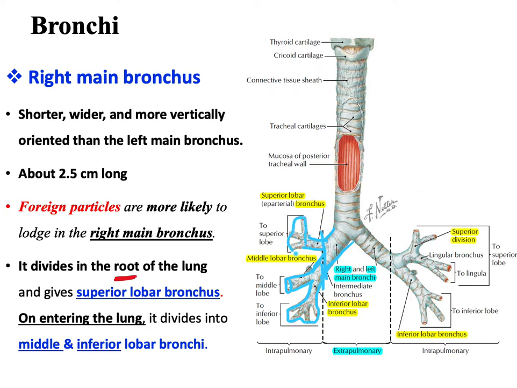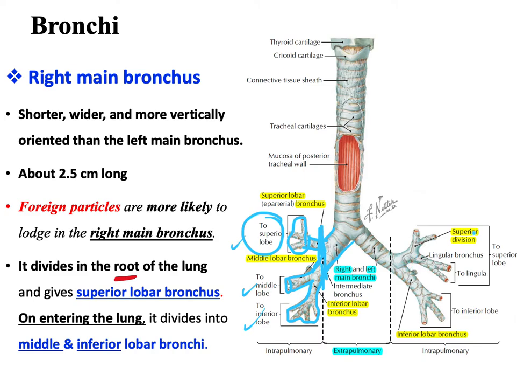Because you have three lobes, right? One to the superior, middle, and inferior. But the one to the superior lobe arises early at the hilum of the lung, while the others divide inside the lung.